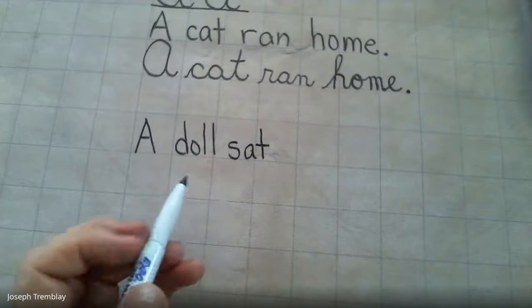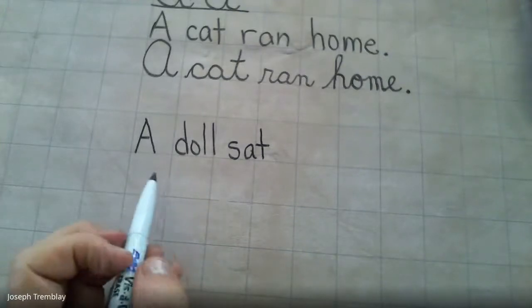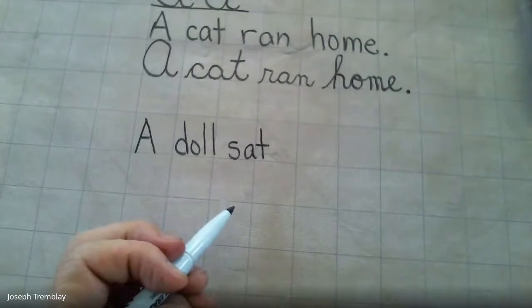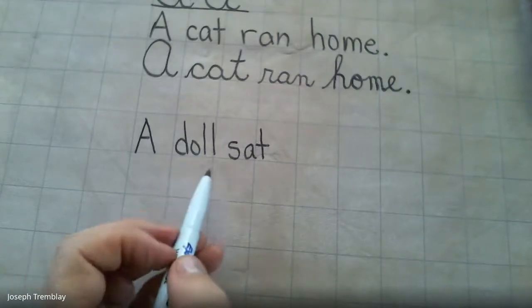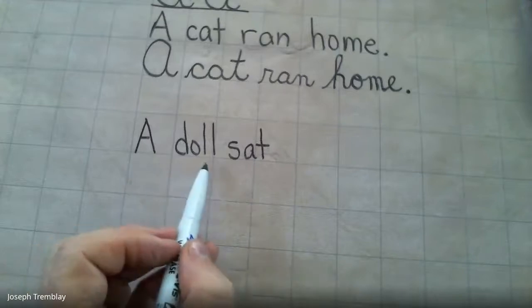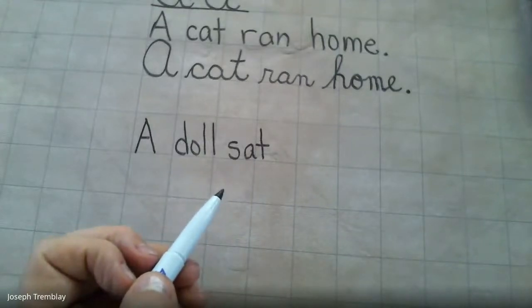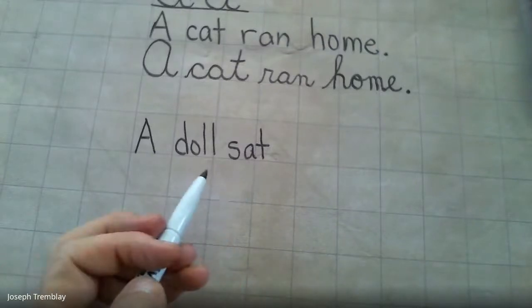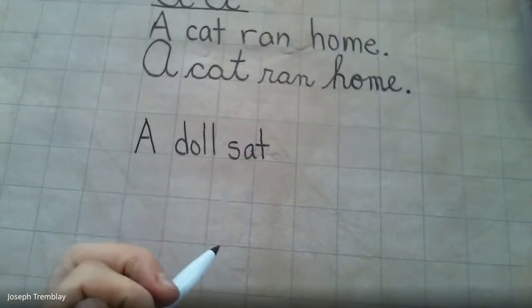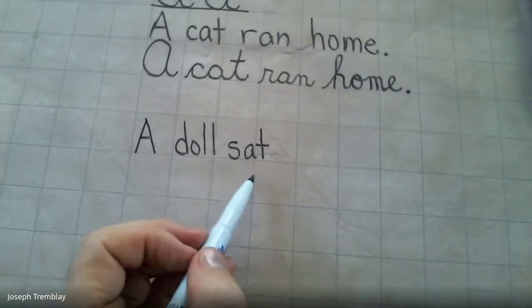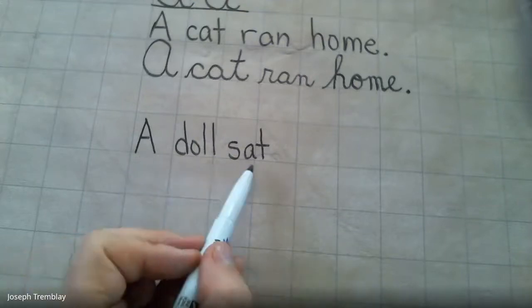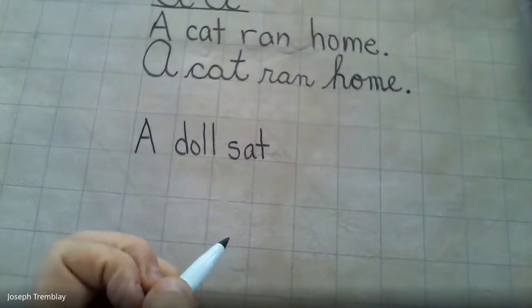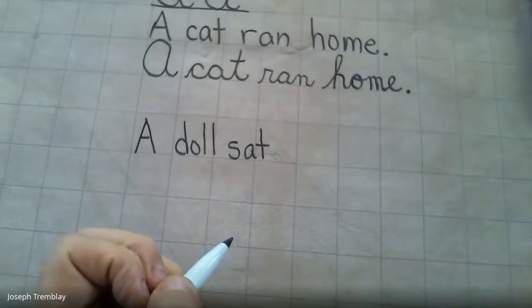Now we could put a period here and end this sentence. This is a complete sentence. What am I talking about? What sitting? A doll. That's my subject. That's my noun. Remember, a noun is a subject. A doll. What did the doll do? It sat. A doll sat. The doll is doing something. This is the predicate. It's a verb. It's an action verb. A doll sat. That's a complete sentence. But we're in third grade, so we're going to add some more onto that.